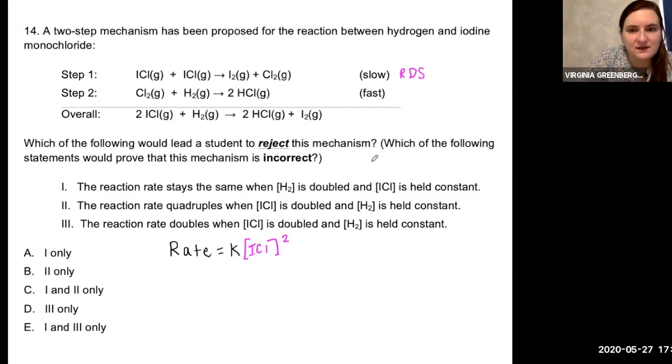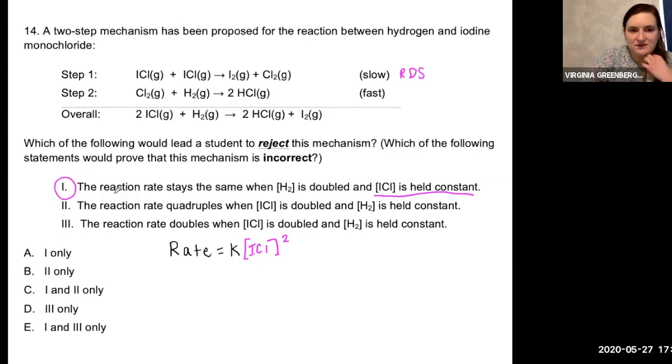So let's look at these different statements. The first one says the reaction rate stays the same when H2O is doubled, H2 is doubled and ICl is held constant. And that would be true because if ICl is held constant, it doesn't matter what H2 is doing, it's not in our rate law. Okay. So this statement is true.